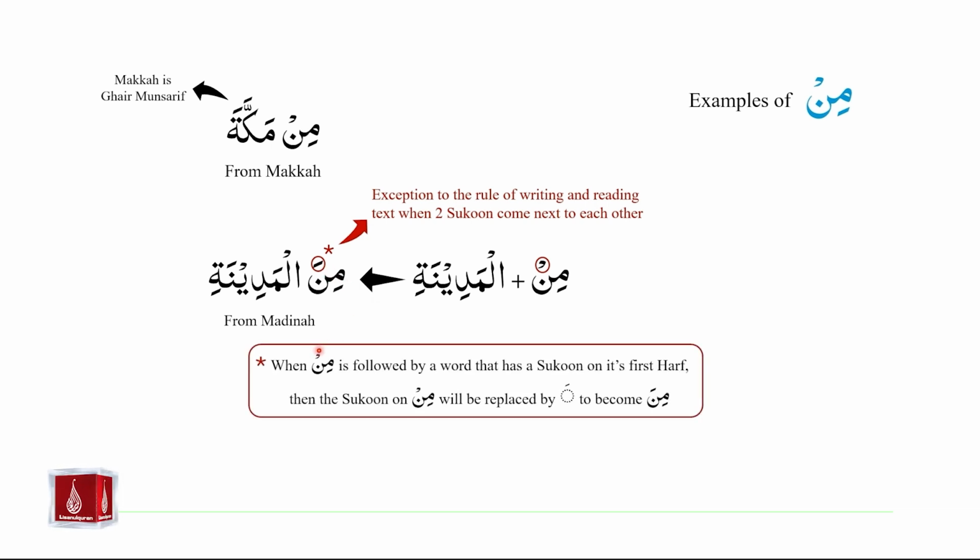When min is followed by a word that has a sukoon on its first harf, such as in this case, then the sukoon on min will be replaced by zabar to become mina. Examples include minas sama'i, from the sky. Here, min is representing the harf jar, and as-sama'i is majrur. Minal ardi, from the earth.